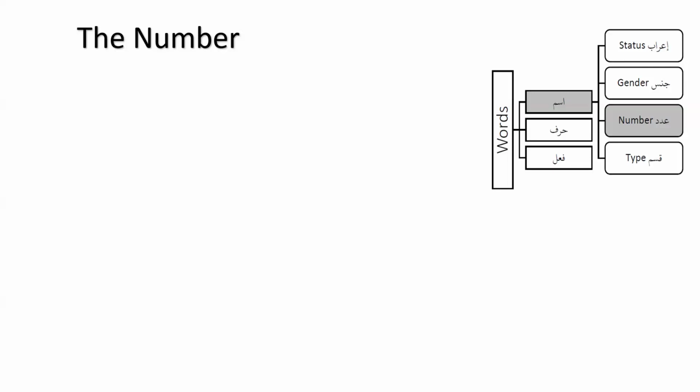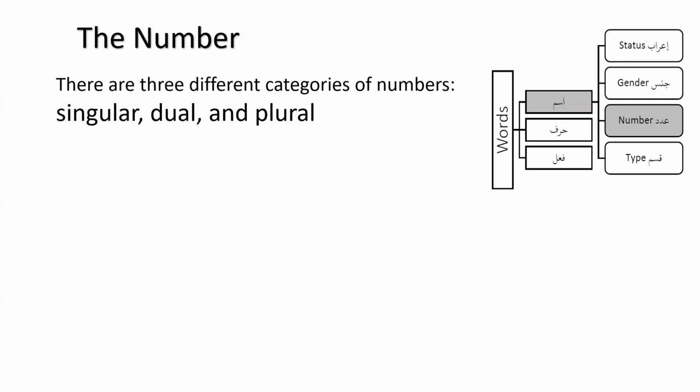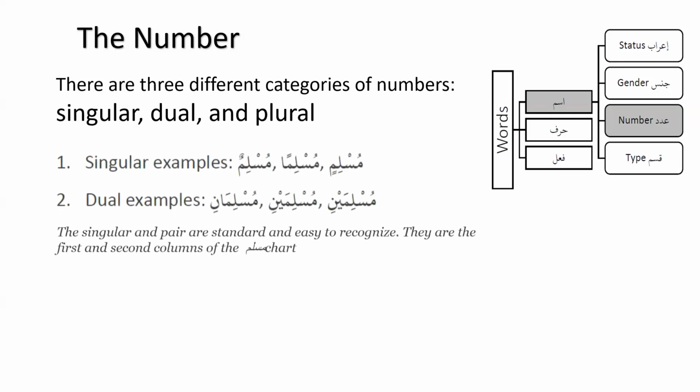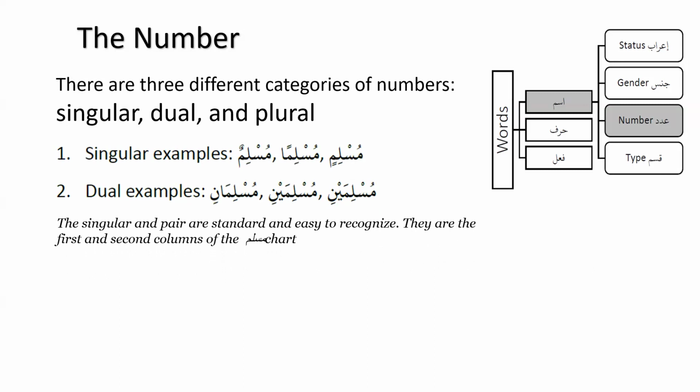Unlike English, we have an extra column called dual, like a plural. So there are different categories of numbers: singular, dual, and plural. As we said, three different kinds. Singular is very simple: everything that comes in the singular column is singular. Duals we also know, from the combination ani and aini, tani and taini. The plural has some extra categories, so that's why we're going to deal with the plural today.